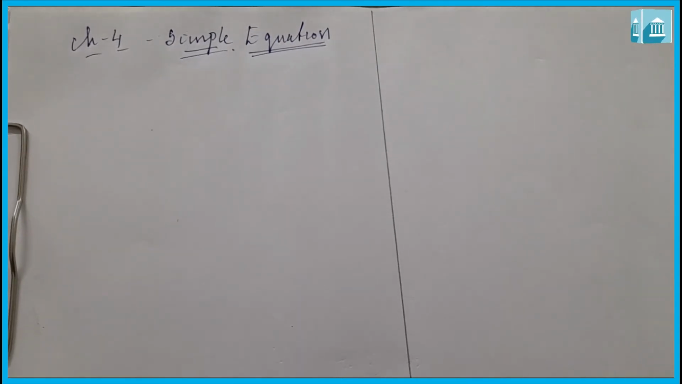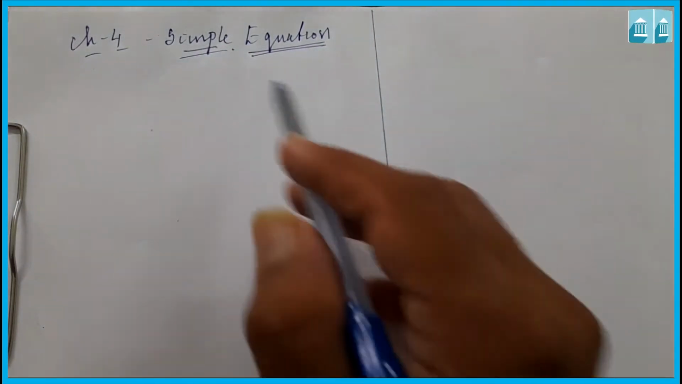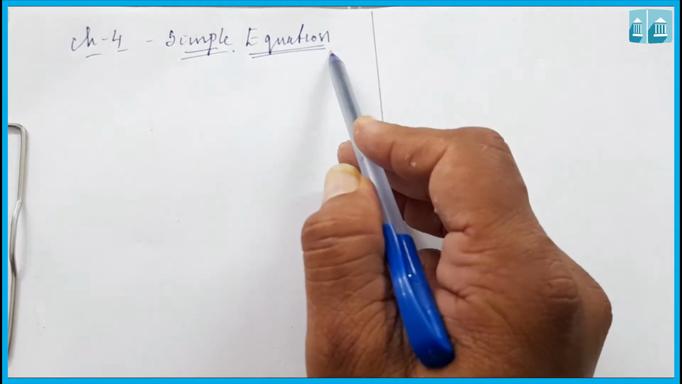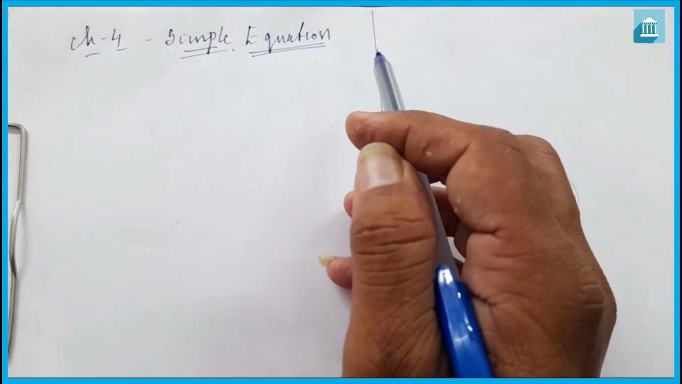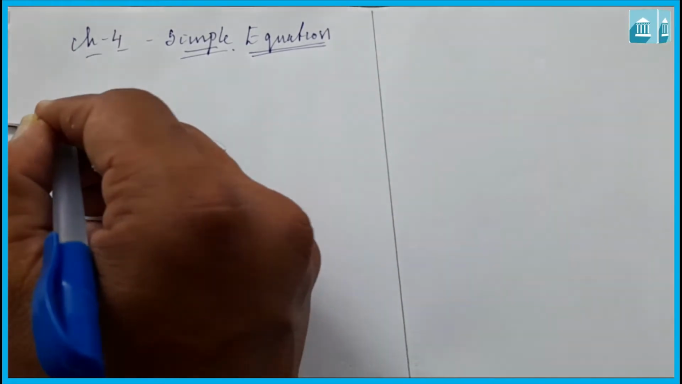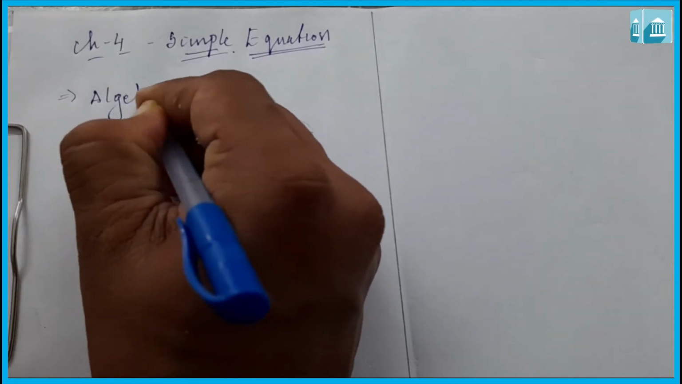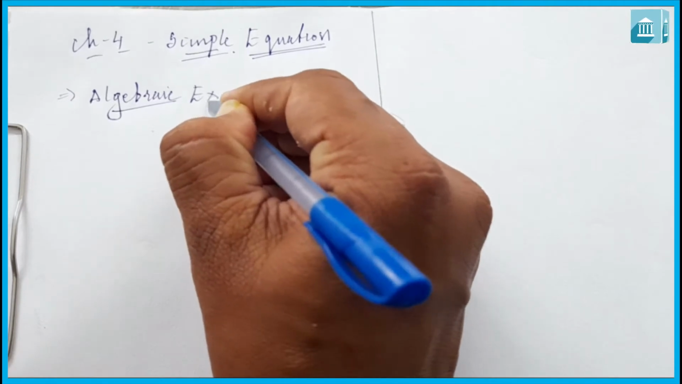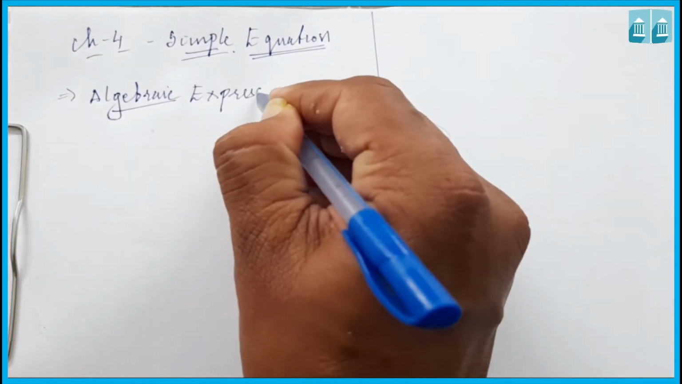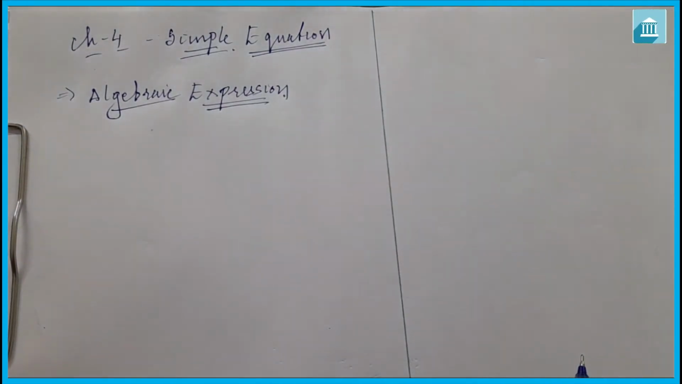Dear students, in this session we are going to learn a new chapter, that is chapter 4, simple equation. Before learning simple equation, or we can say equation, let us revise what we had learned in standard 6. If you remember, we had learned algebraic expression in standard 6. Now let us first revise it.